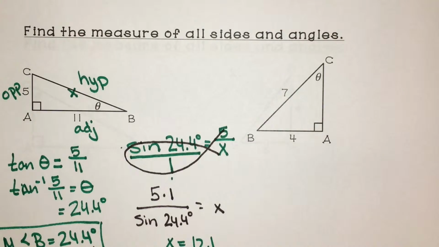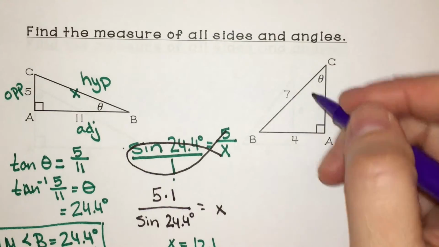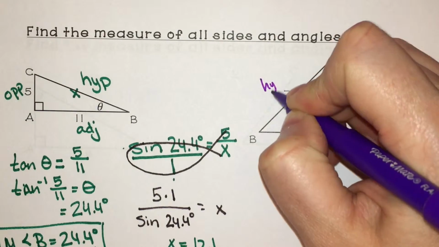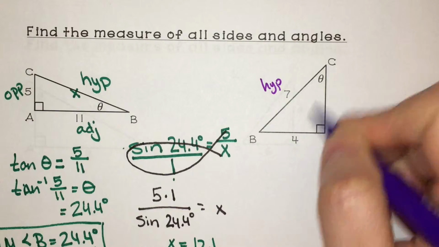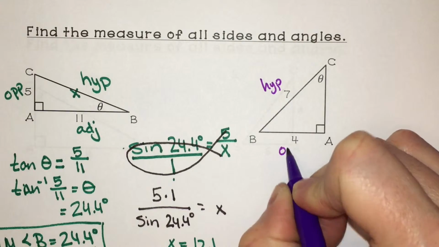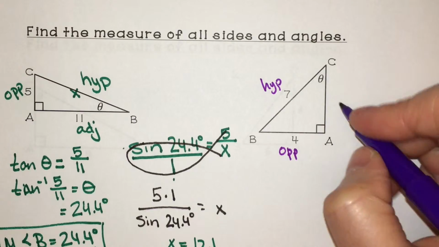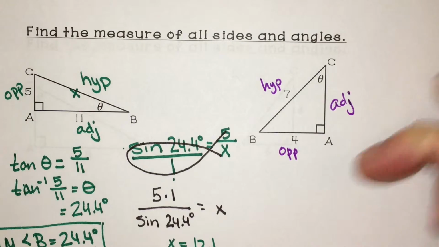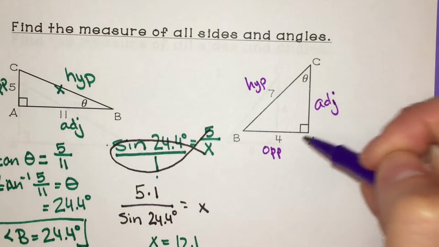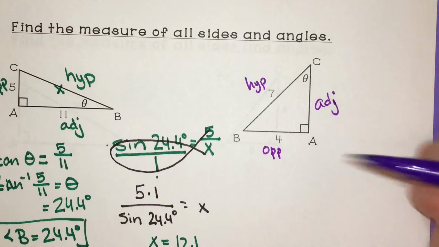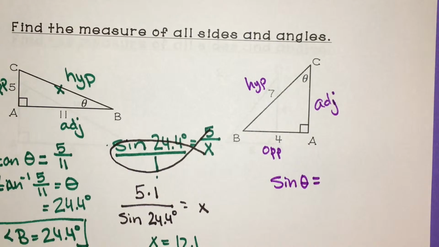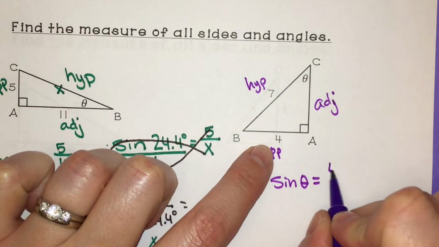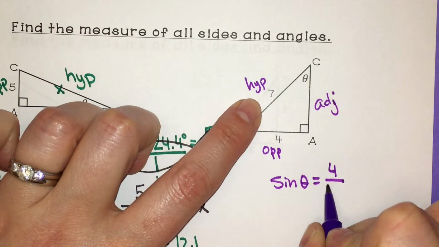All right, so I'm going to try another one. This one, I know 7 is my hypotenuse because it's opposite the 90-degree angle. The side opposite angle theta is 4, so this is the opposite side, meaning AC is my adjacent side. So I know hypotenuse and opposite, so I'm going to use sine. So sine of angle theta is equal to opposite, which is 4, over my hypotenuse, which is 7.